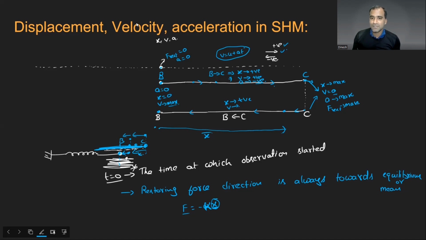Correct. Displacement is positive always on the right side. But velocity depends on which direction you are traveling. As this object travels from B to C, it is traveling in the right side direction. As it travels from C to B, it is traveling in the left side direction. So what is the velocity? Is it negative? Convinced? Are there any confusions here? Velocity is negative. I hope you're clear with that.